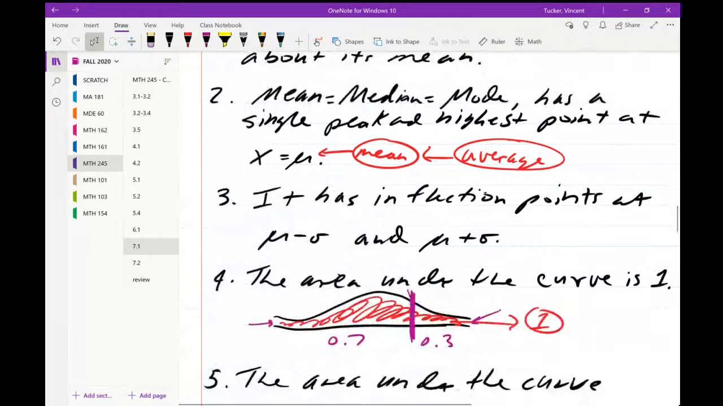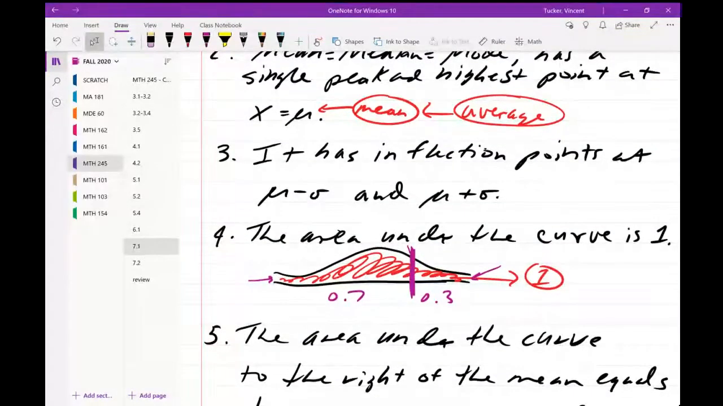The area under the curve is equal to 1. So if you had a marker or data value that was right here, and 0.7 is to the right of it, that means 0.3 will be to the left of it. Because everything under the curve is equal to 1. So if you know what's to the left of something, that means you know what's to the right of it as well. You just subtract it from 1, or vice versa.